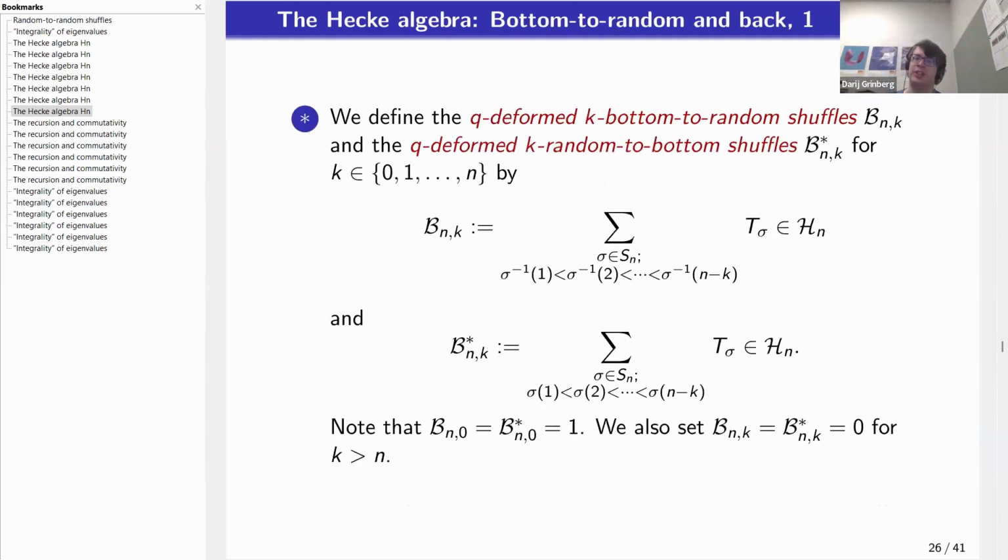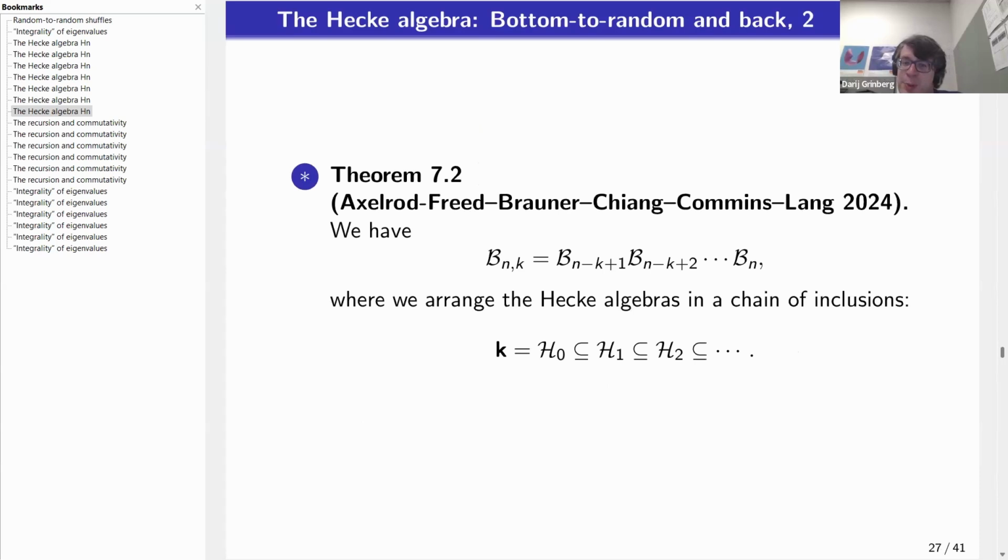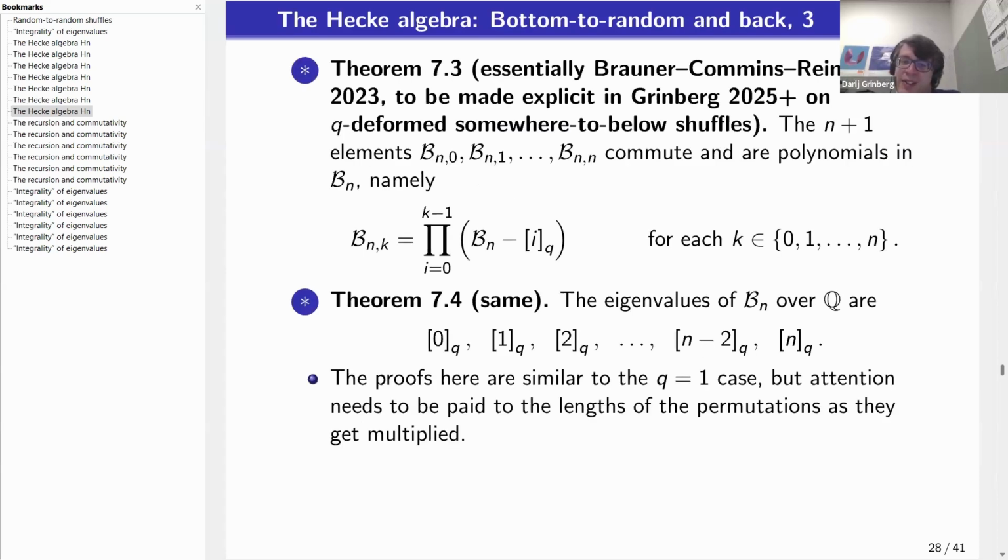It still has bottom-to-random shuffles, and their definition is literally the same as for the symmetric group algebra. Normally, when you q-deform something, you would expect a power of q to appear somewhere, but nope, no weights, same sum. They still have the nice properties, but again, the eigenvalues are not the integers 0 to n, but the q-integers.